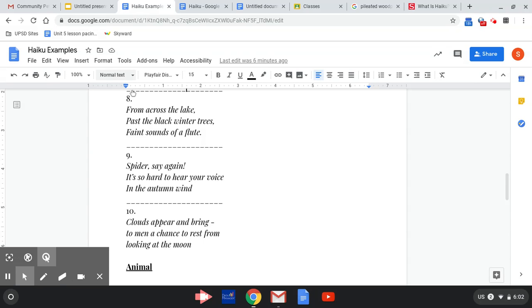Let's read one more. From across the lake, past the black winter trees, faint sounds of a flute. So I'll let you think about what image that creates in your mind. From across the lake, past the black winter trees, faint sounds of a flute.